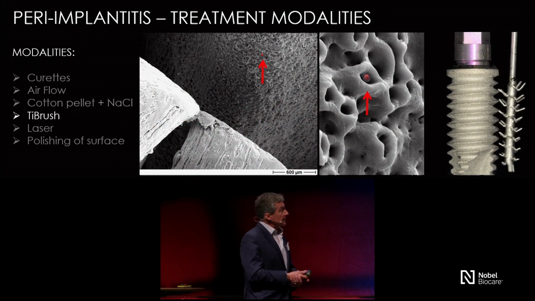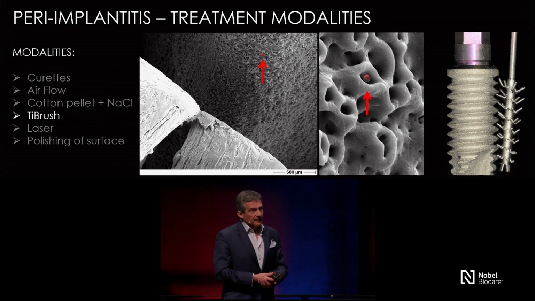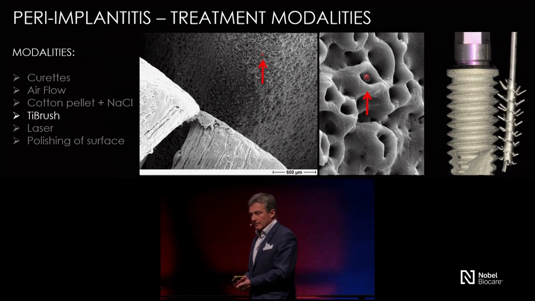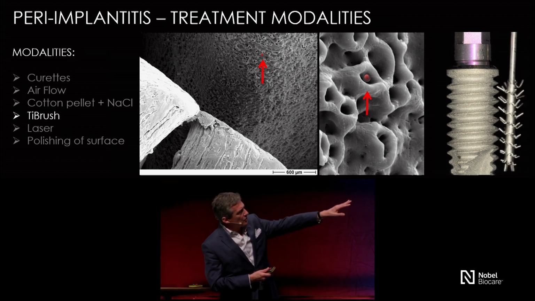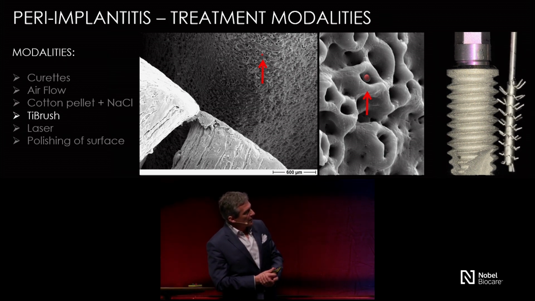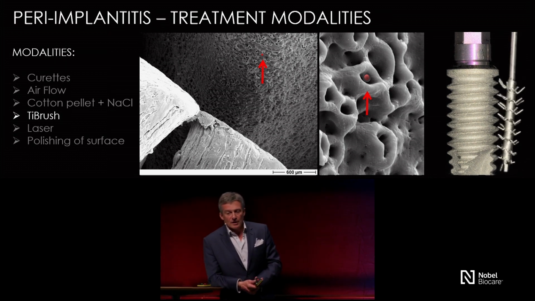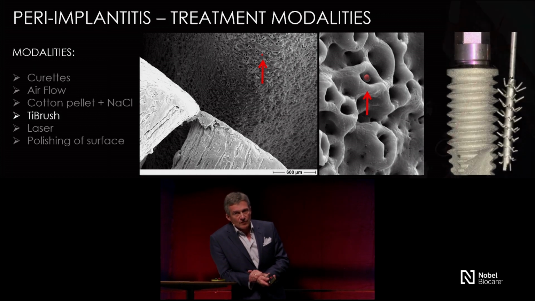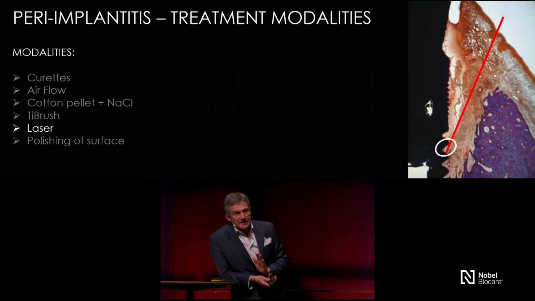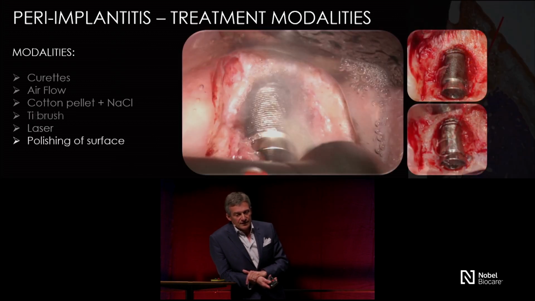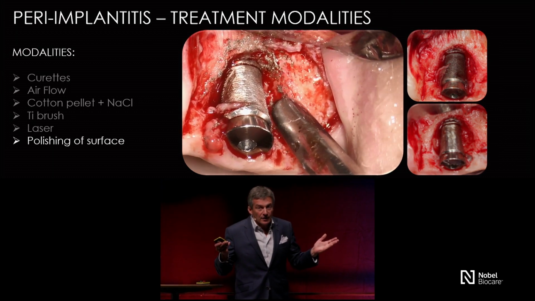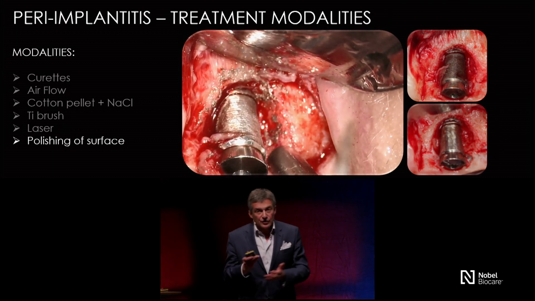What about titanium brushes? I let the pictures talk for themselves. I also do not know what this little structure on this brush is for. Maybe it's a bone grinder. I don't have any idea. But I'm sure with this device we will not be able to remove a biofilm completely. A laser is also not able to achieve access. With a laser you don't have access to undercuts and to these rough or moderately rough implant surfaces. And if you're desperate enough, then you might polish the surface.